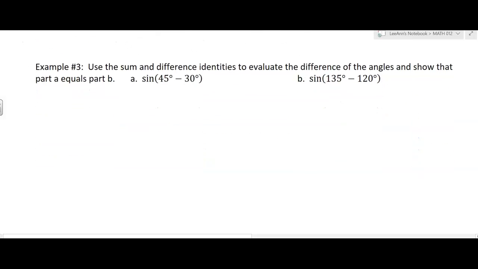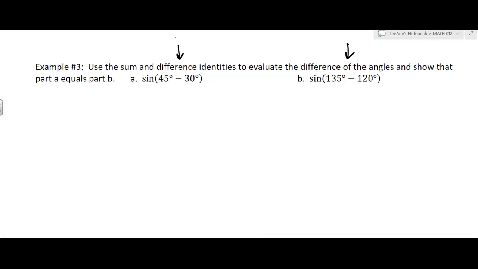Use the sum and difference identities to evaluate the differences of the angles and show that part A equals part B. Okay, so why would part A equal part B? Well, what's the difference here? 15 degrees, right? 45 minus 30. And what's the difference here? 15 degrees. So they should be equal to each other, A and B. So we're going to practice using the difference formula.